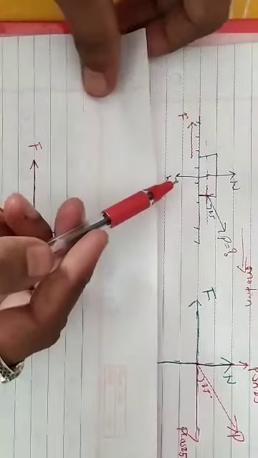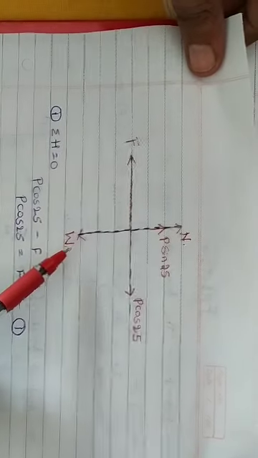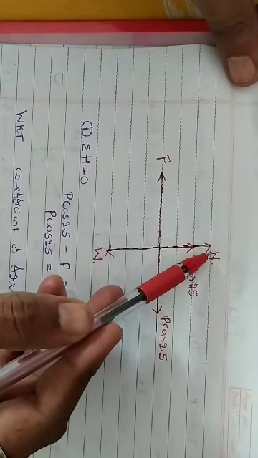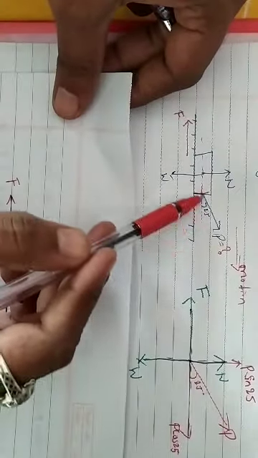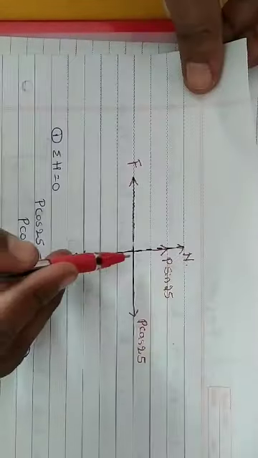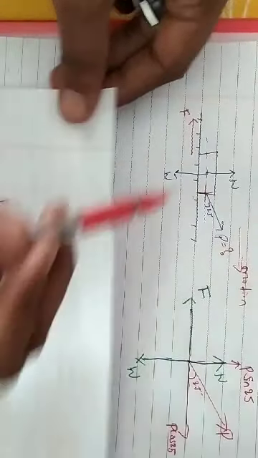So weight is acting vertically downwards here. Normal reaction acting vertically upwards. P acting in the first quadrant, which results in P cos 25 and P sin 25. Frictional force acting along negative x-axis.